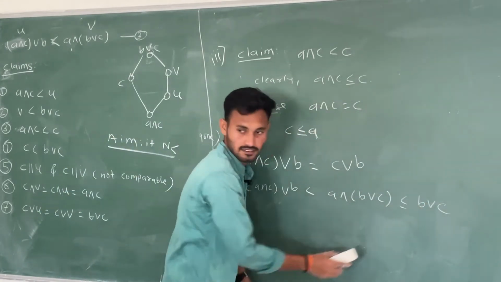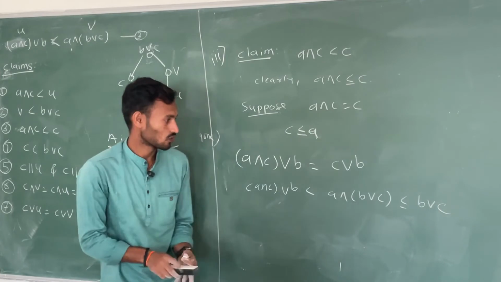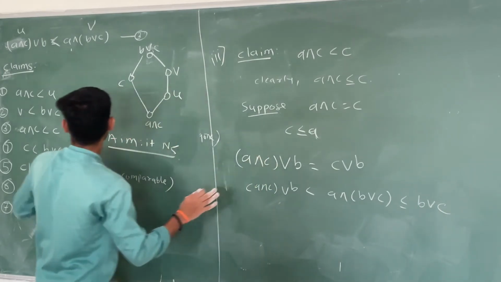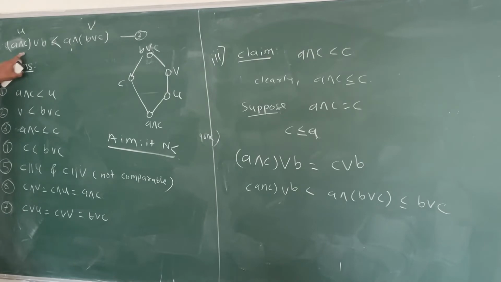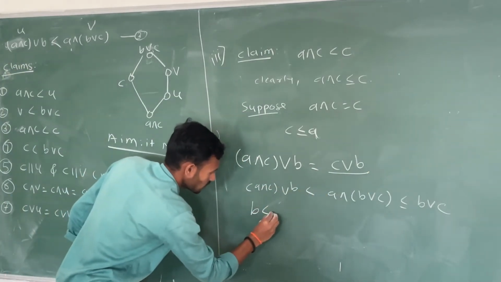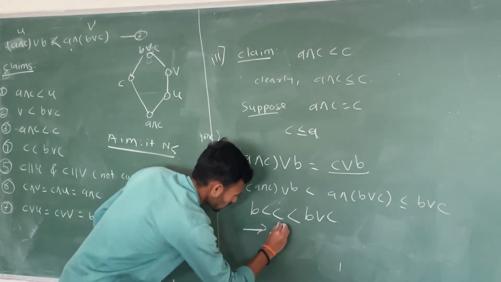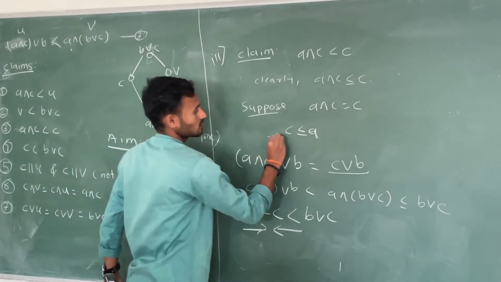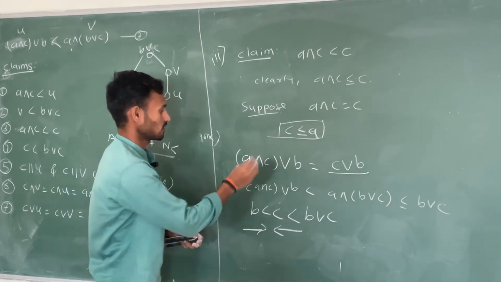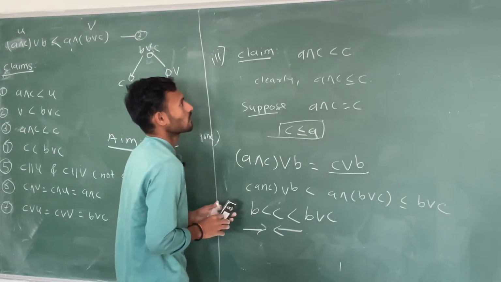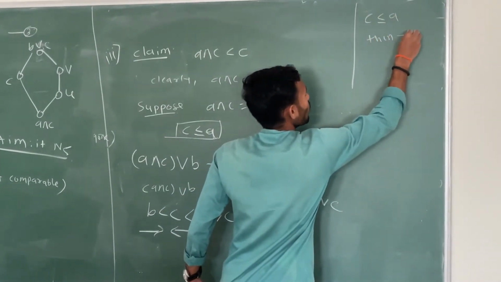Can I write this way? We are assuming this. The third equation says that this quantity is strictly less than this. But this quantity, the answer is B union C. B union C is strictly less than B union C, which is a contradiction. So we don't take C less than or equal to A. If I write here C is less than or equal to A, then it is a contradiction.